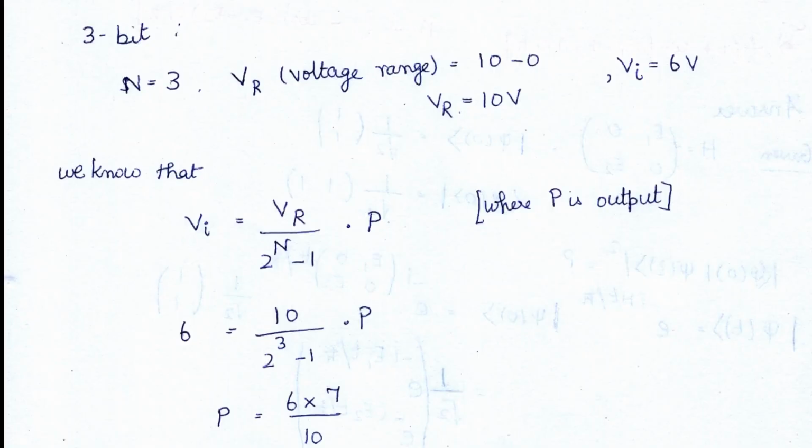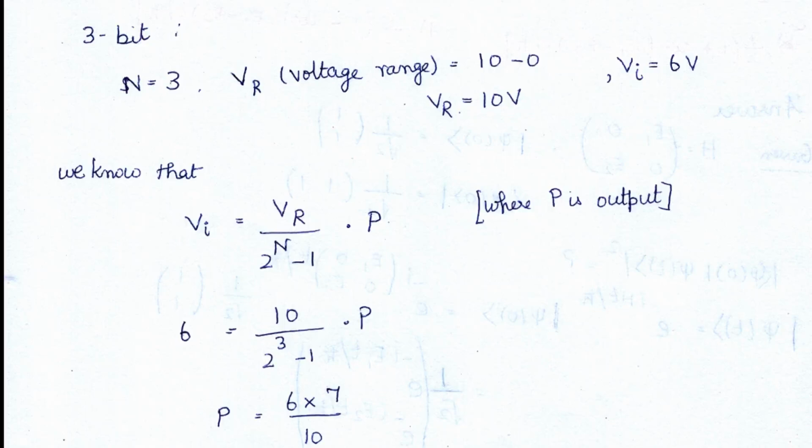In this question, they have given a 3-bit analog to digital converter. Therefore, n value is equal to 3 and the voltage ranges from 0 volt to 10 volt. Therefore, the voltage range VR is equal to 10 minus 0, that is 10 volt, and they have given an input voltage of Vi equal to 6 volt, and they have asked us to find the binary output corresponding to this 6 volt input.